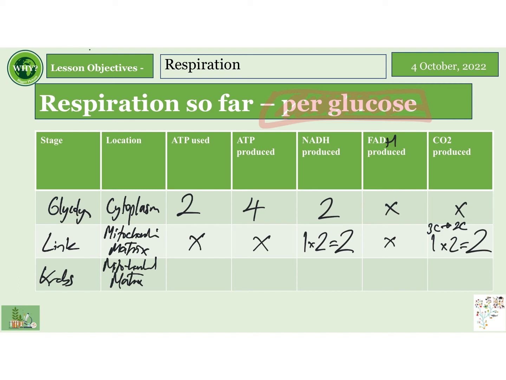So I put that in the wrong column because that column says ATP used. I know. So no ATPs are used, but 1 times 2 are produced. So that's 2.